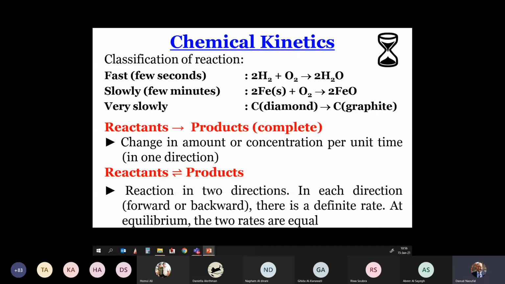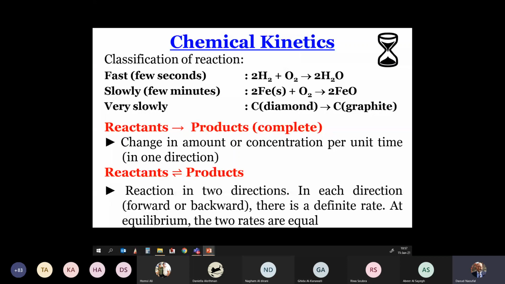At a certain time, the rate in direction 1 is equal to the rate in direction 2. So the two rates are equal. We define the equilibrium state. We say that our reaction is at equilibrium. Equilibrium does not mean that the reaction is at the end. Equilibrium is the dynamic state of the reaction.